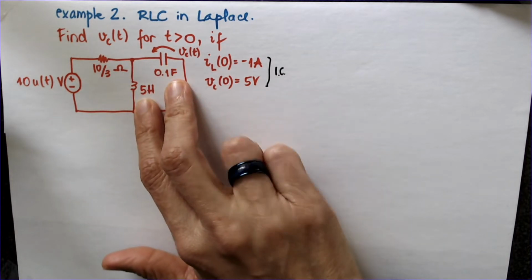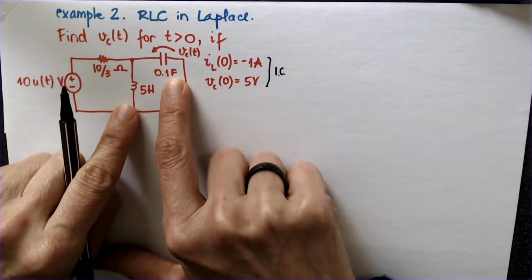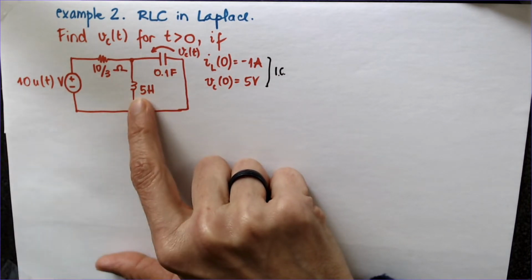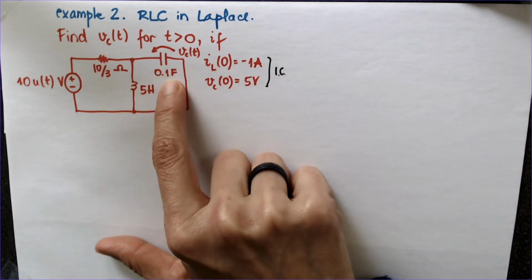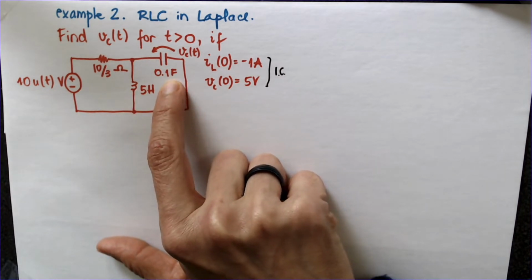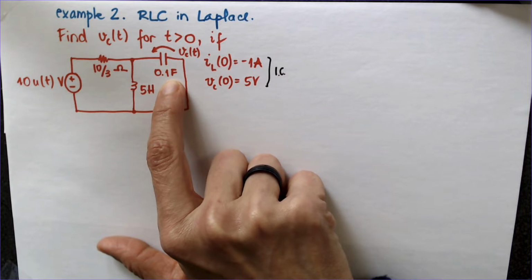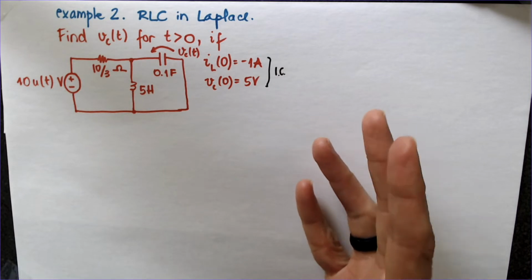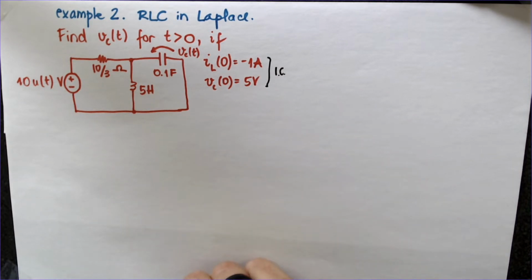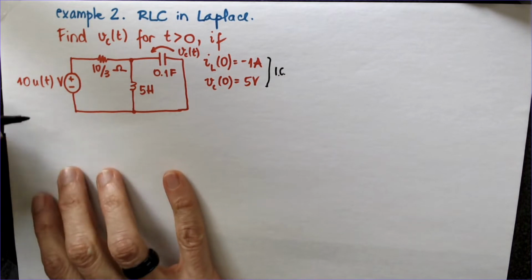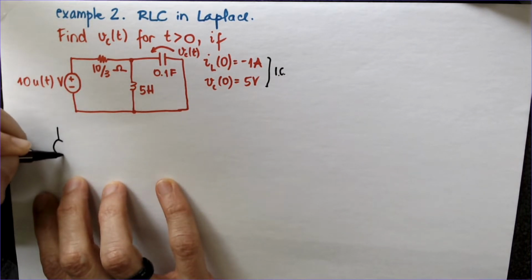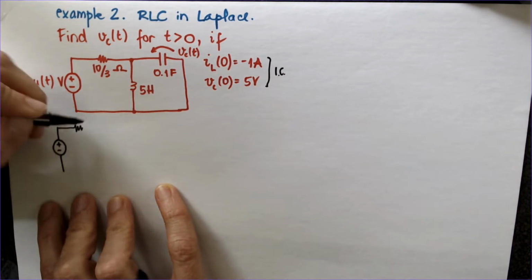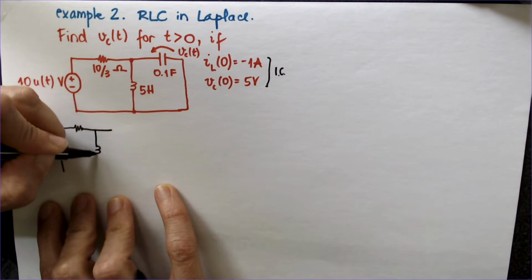So the 5 henrys and the 0.1 farad capacitor will be drawn with their own initial conditions, which are the current's -1 amp and the voltage across the capacitor is 5 volts. So let's get started with that. I'm going to draw the 10 u(t), which is 10 over S. That means at t equals 0, that power supply starts at 10 volts.